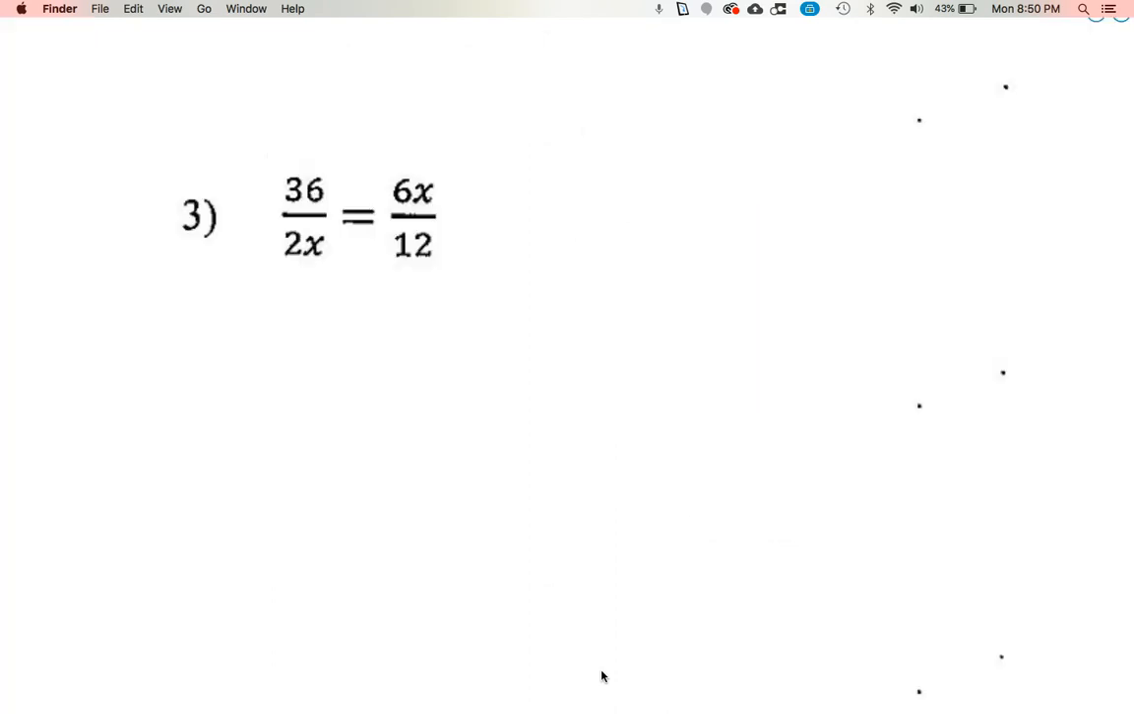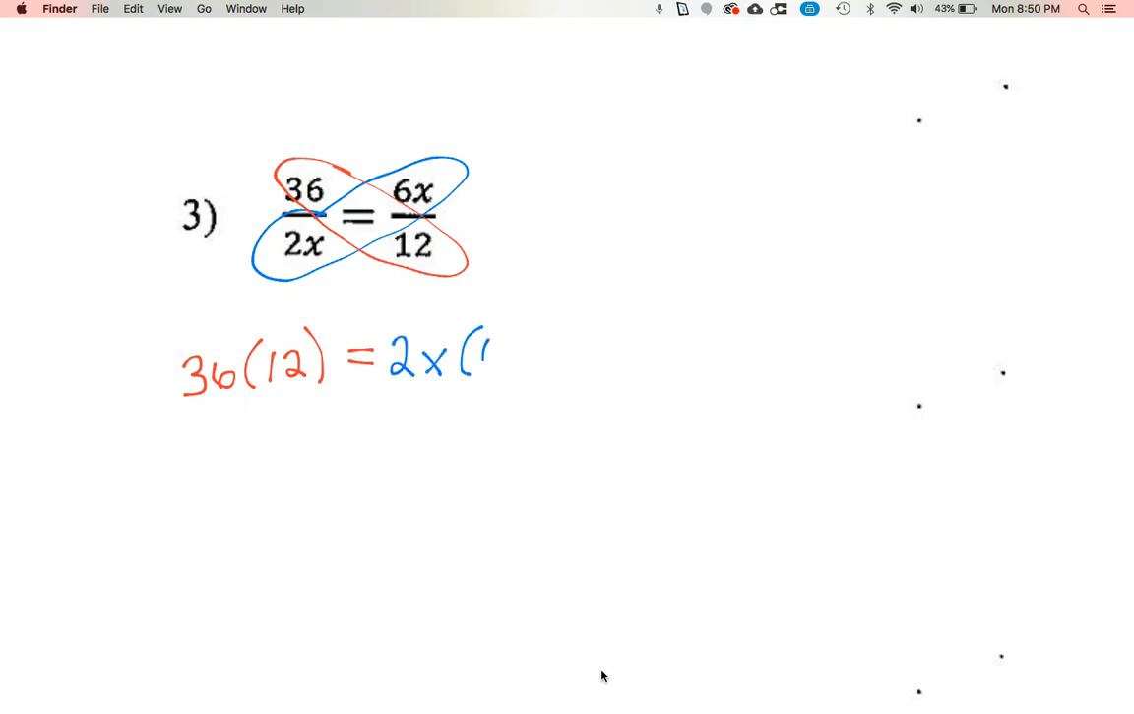And we keep going. Here we have an x down here and an x up top. So that's 36 times 12 equals 2x times 6x, which is 432. And now let's be careful. 2x times 6x is 12x squared. So this has now become quadratic.